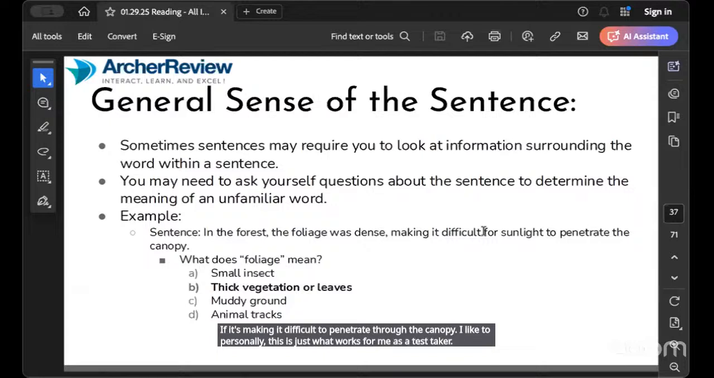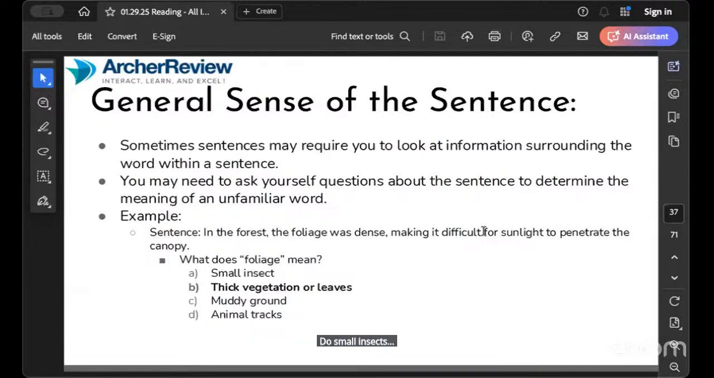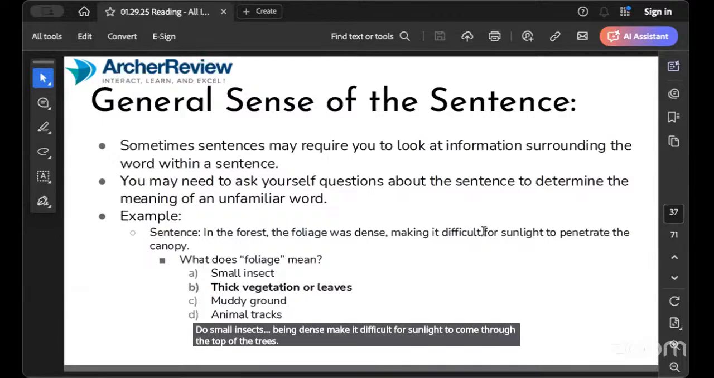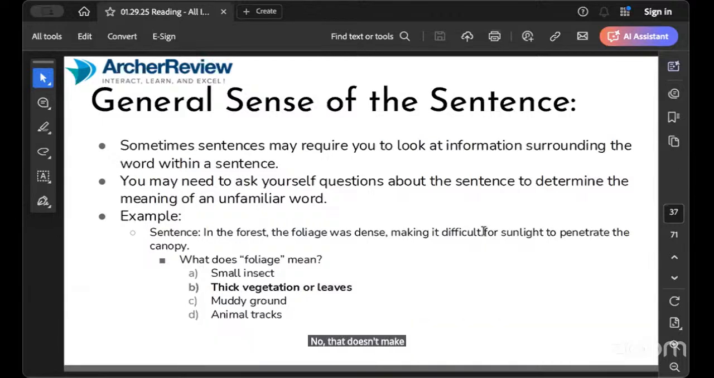Personally, this is just what works for me as a test taker, I like to do process of elimination. That's how I was raised, I was that generation of students that came up being taught how to take a test, and that's what they taught us. Use process of elimination. So I ask myself, do small insects being dense make it difficult for sunlight to come through the top of the trees? No, that doesn't make sense at all. And if so, that's scary. But no, it doesn't make sense.